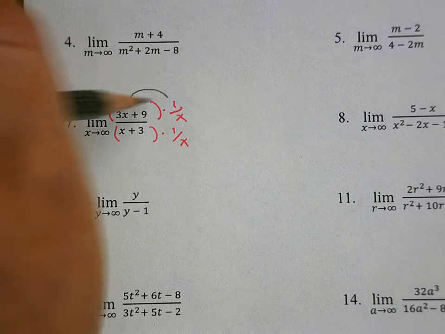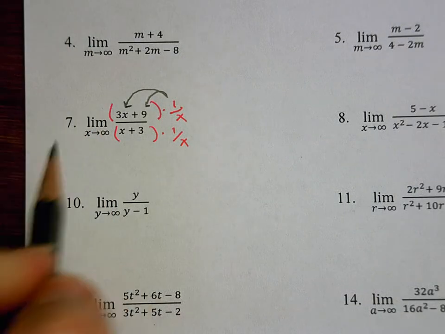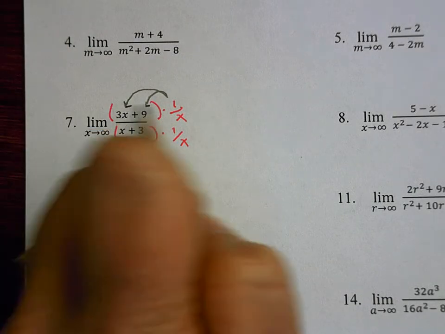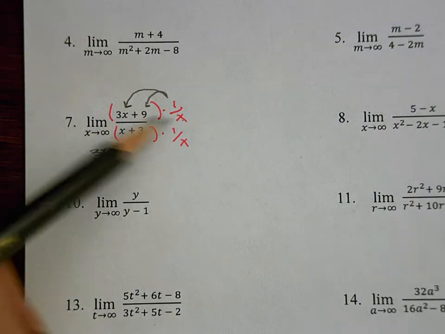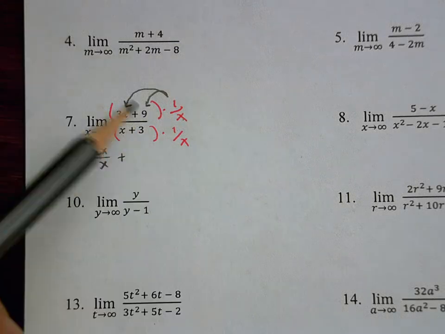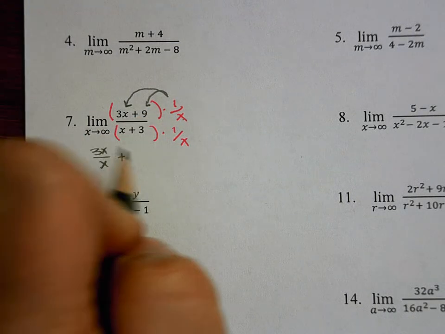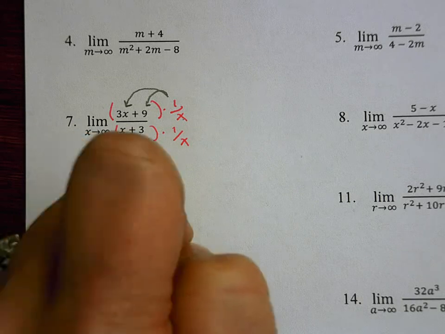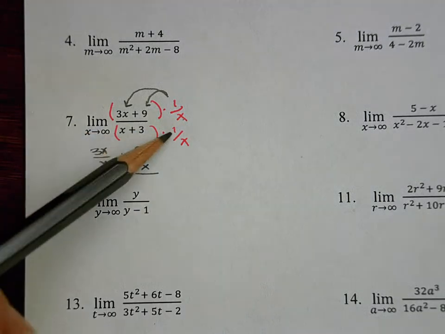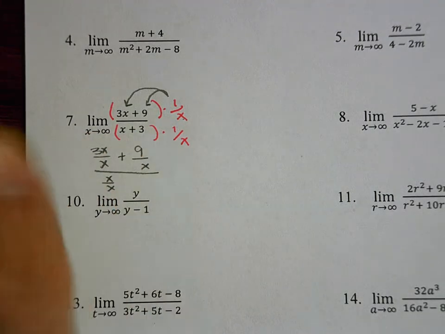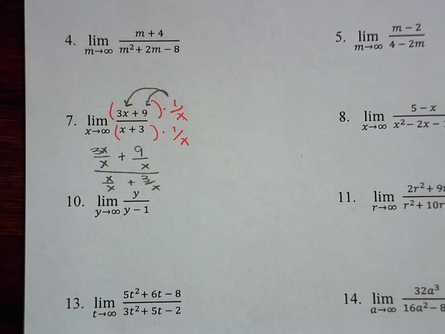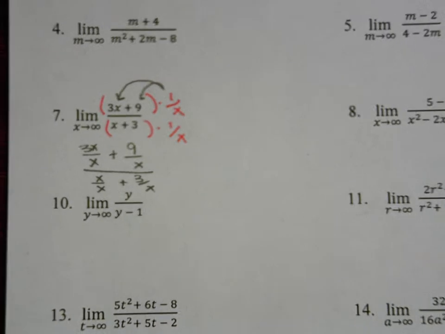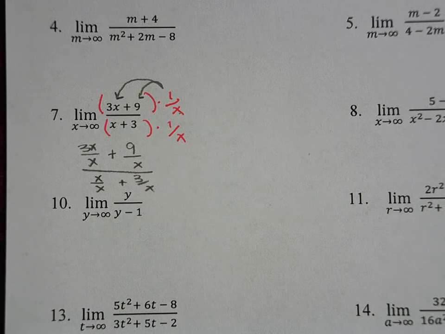So I'm going to multiply 1 over x to both of those. That will give me 3x times 1 over x, so the x's will cancel, and then plus 9 times 1 over x, or 9 over x. And then here, x times 1 over x is x over x, and then 3 times 1 over x is 3 over x. Normally I would reduce at the same time I'm doing these problems. I'm just writing it out this time for you guys to see how I get this.